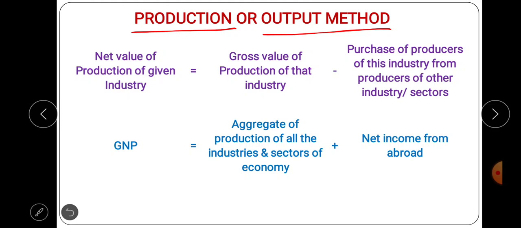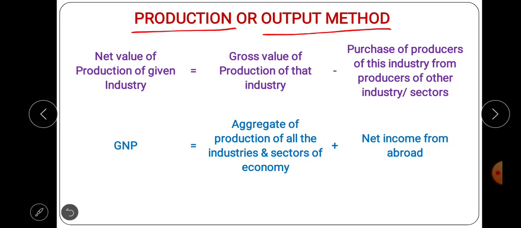How? Let's see. This method approaches national income from the output side, and according to this method, the economy is divided into different sectors such as agriculture, mining, manufacturing, small enterprises, commerce, transport, communication and other services.